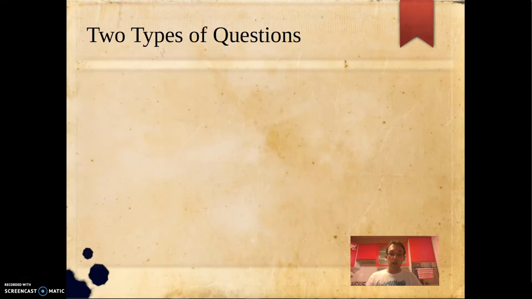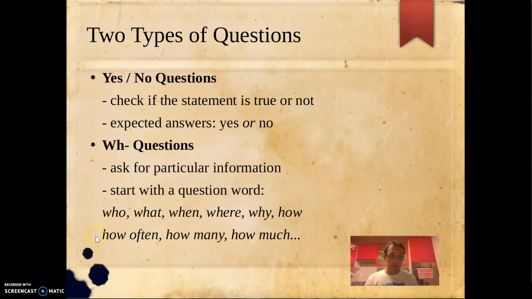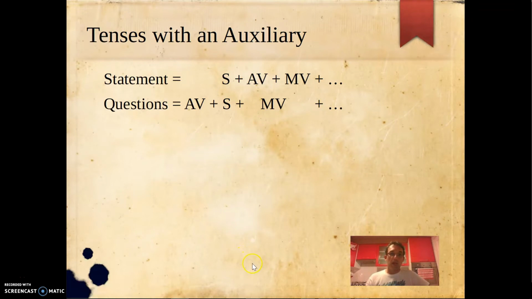Let's go. In English, there are two types of questions. First of all, there are the yes-no questions. They check if a statement is true or not, and they're called yes-no because you're expected to answer with yes or no. Next, there are the WH questions. They're called WH questions because they start with question words which begin with WH: who, what, when, where, why, and how. Technically not a WH word, right? But it goes there, and it's also very useful because you can say how often, how many, how much. As you can see, these questions ask for particular information. So let's take a look at them.